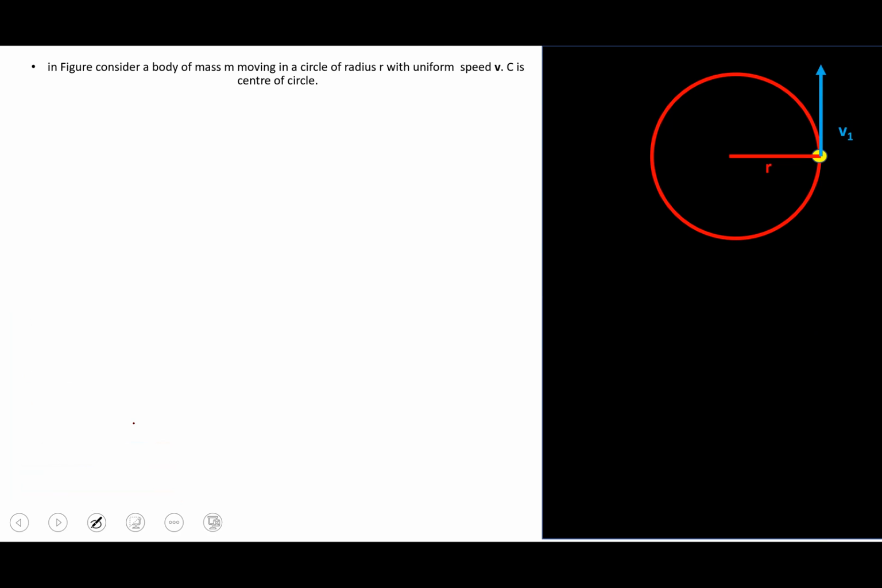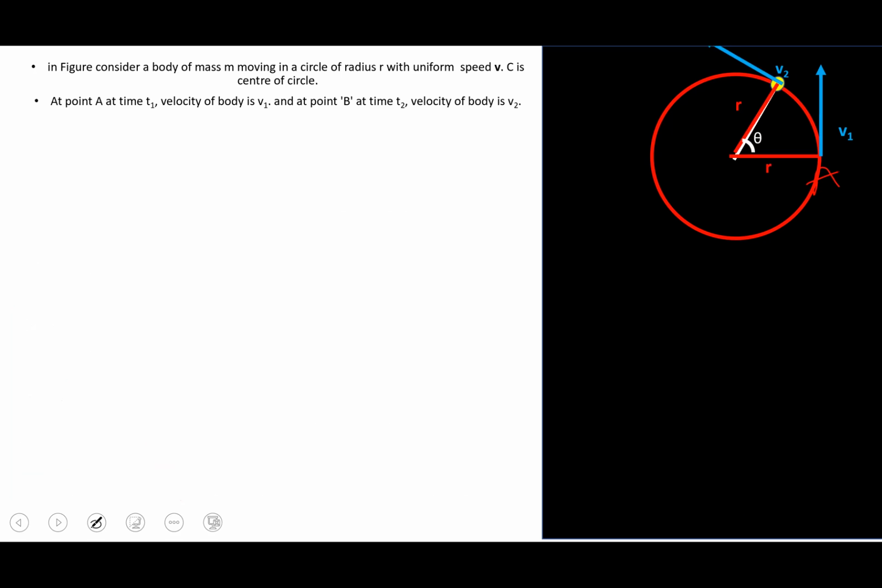Now, in this case, let's assume that this is the radius r and the velocity at this instant is v1, at point A. At point A, at time t1, the velocity of the body is v1. At point B, at time t2, the velocity of the body is v2. Let's move from point A to point B like this.